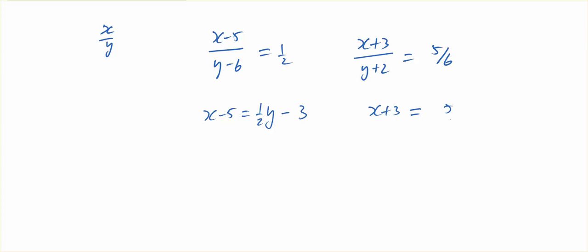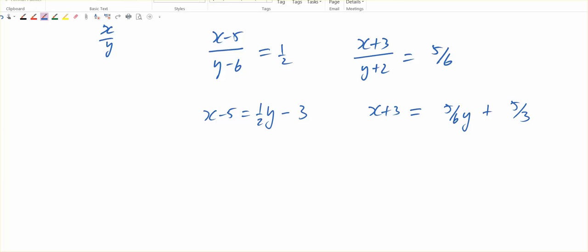So you get 5 on 6y plus 2 times 5 over 6, which is the same as 5 over 3. And you notice I have two equations, and I can actually solve this simultaneously. But first things first, I'd want to simplify the equations to make them nicer and lined up. So I'm going to move all the variables to one side.